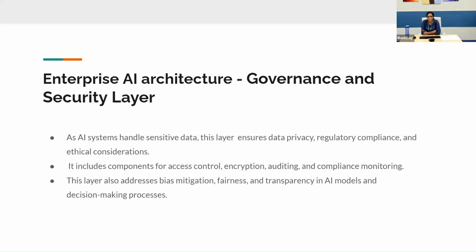Next is the governance and security layer. AI systems hold a lot of company or enterprise data, so there should be data privacy and compliance. In this layer, we have the components: access control, encryption, auditing, and compliance monitoring. AI models also address bias mitigation, fairness, and transparency.